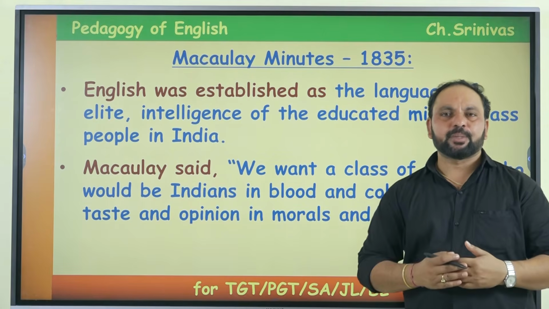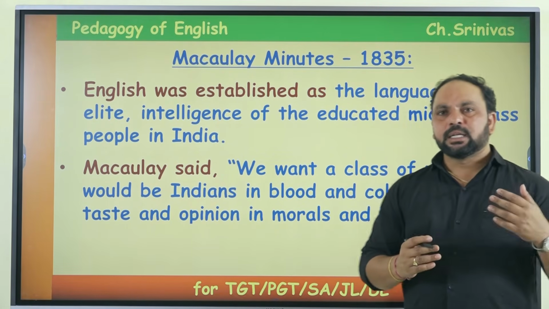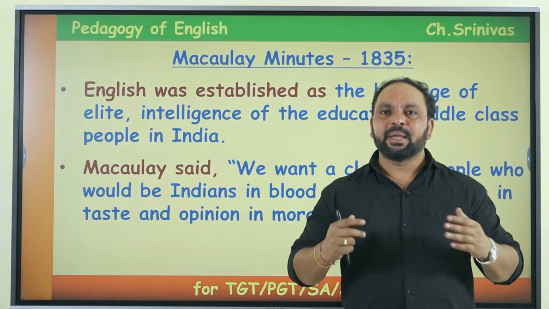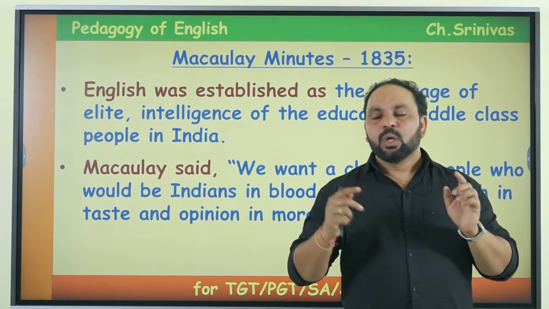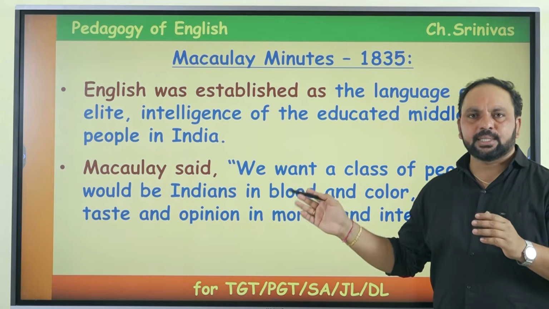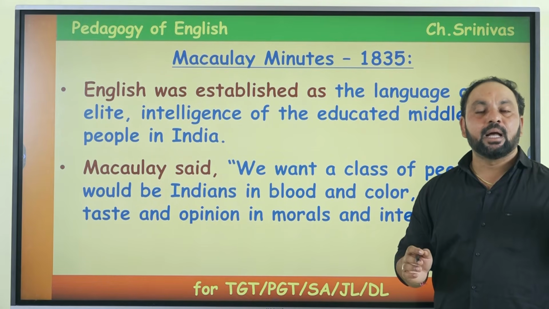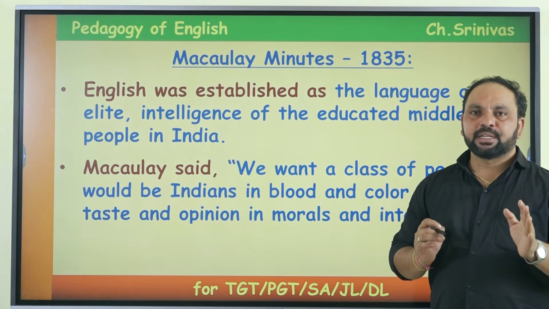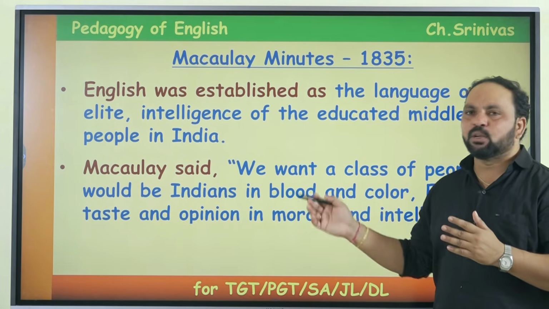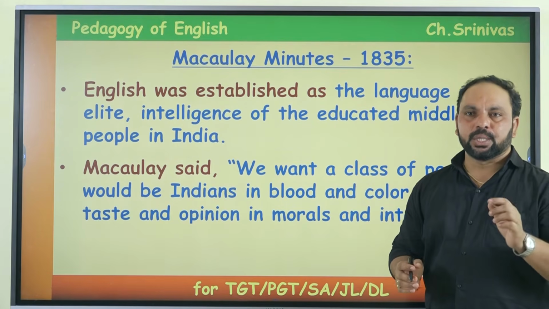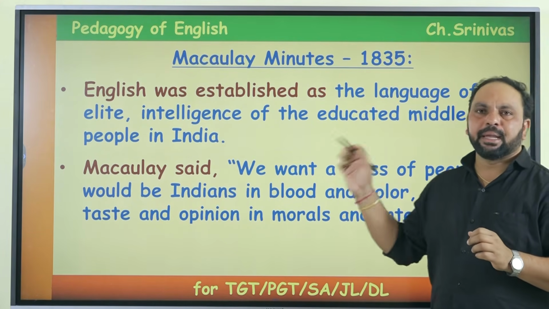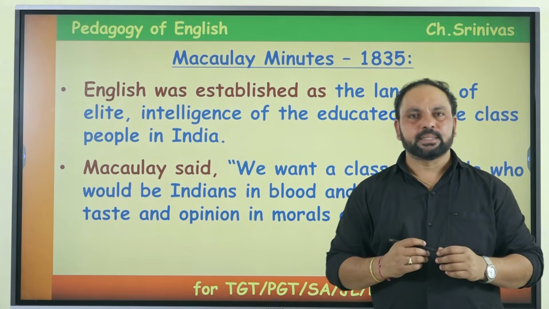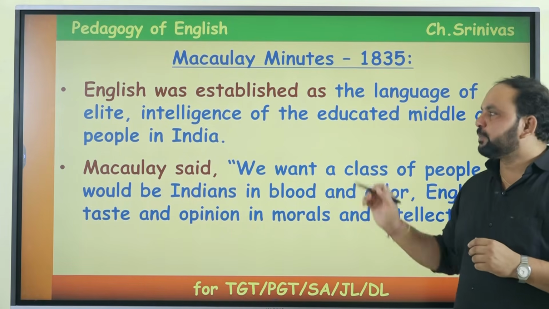So the summary of this statement, which is also a famous quote, is that he wanted a class of people. That class of people may be Indians physically, but when it comes to the morals, values, taste and opinions, they should be like the English people. So physically Indians may live like the Indians, but when it comes to morals, intellect, taste and opinion, they should be like the Britishers. So this was the quote said by Macaulay in his famous minutes, and this was also asked in many number of examinations. So dear aspirants, try to remember this particular one.